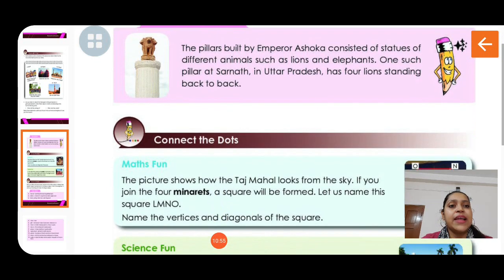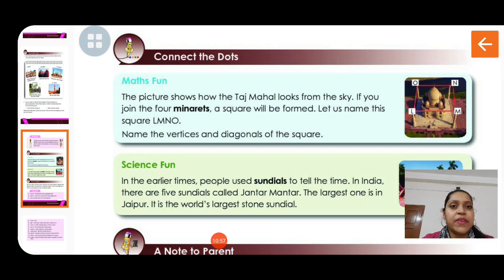Okay. Then children, here one maths fun is given. The picture shows how the Taj Mahal looks from the sky. If you join the 4 minarets, a square will be formed. Let us name this square L, M and O. Name the vertices and diagonals of the square. So no need for the vertices and diagonals, you are too small for that. So children, you can see this Taj Mahal in the aerial view from the sky, the photo looks like that. And when you join the 4 pillars, you get a very perfect square.